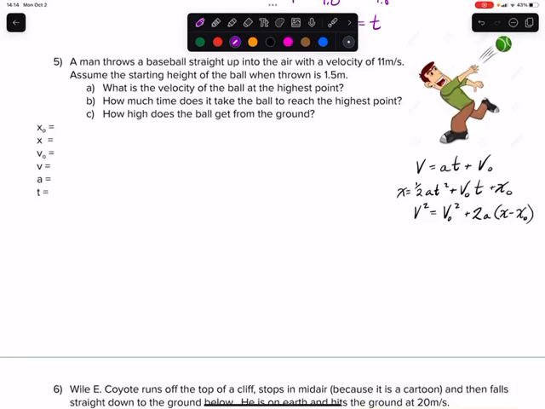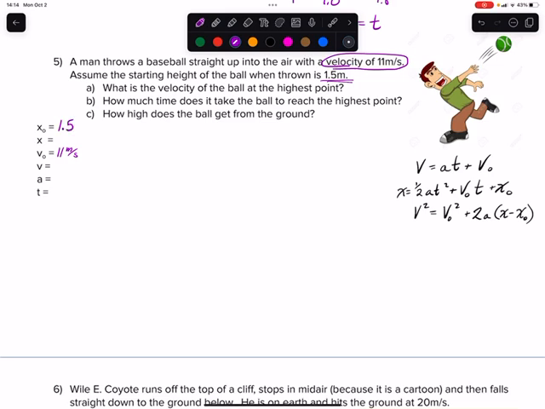All right, for number 5, we need to start by identifying what numbers are given. So a man throws a baseball straight up into the air with a velocity of 11 meters per second. So that means that this velocity is my starting velocity. And it says, assume the starting height of the ball when thrown is 1.5 meters. So that means that this is at a height of 1.5.